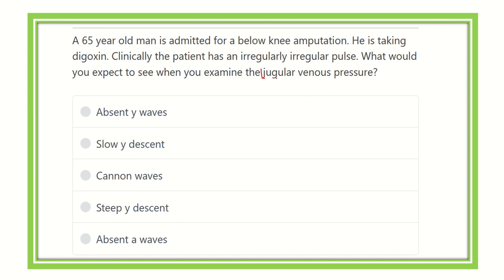So first of all, we have to know details about the jugular venous pressure, because we have to find out the change of jugular venous pressure in a patient who undergone surgery, which is a big surgery, below knee amputation, and the patient also taking digoxin. That means the problem of the heart. For this condition, digoxin is given, and this patient also develop irregular pulse. So we have to find out the one of the option which occurs due to the irregular pulse in case of JVP or jugular venous pressure changes occur.